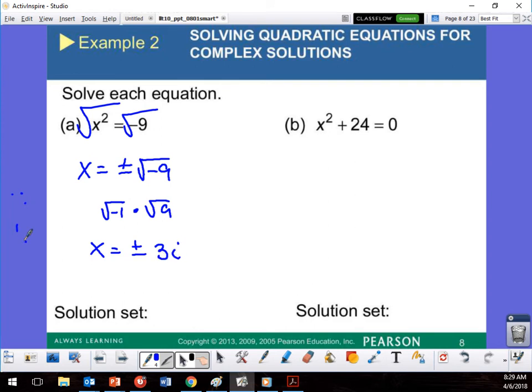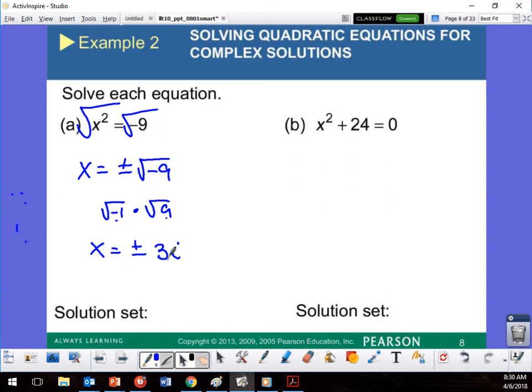What is square root of -1? This is i, right? And this right here is 3, right? Then I multiply them together, and it gives me 3i. Because I factored them to take them apart, so I multiplied them to put them back together.